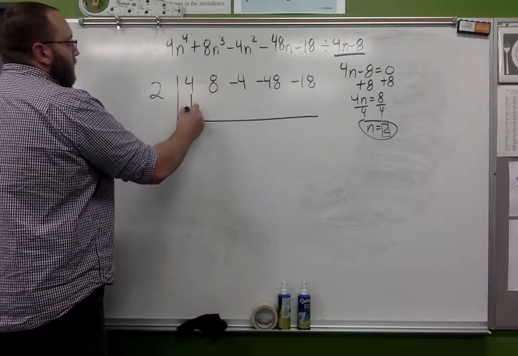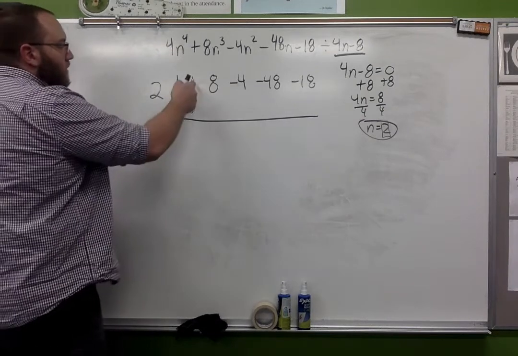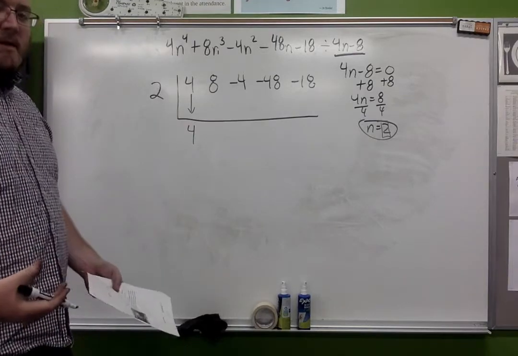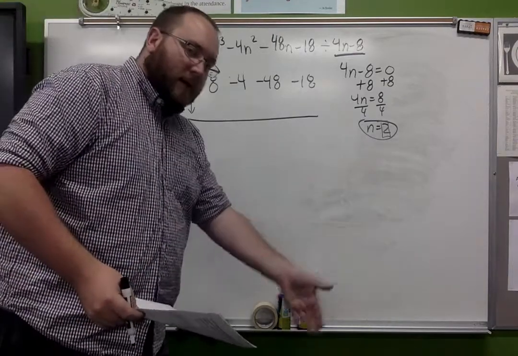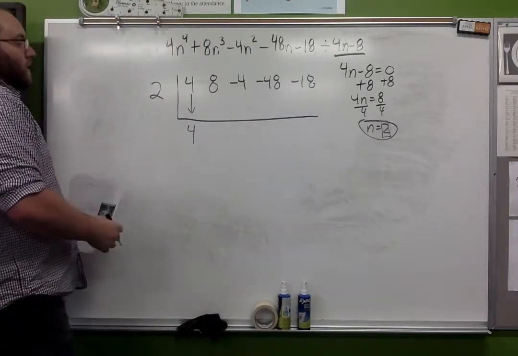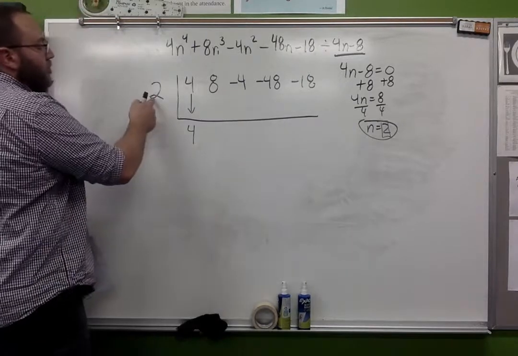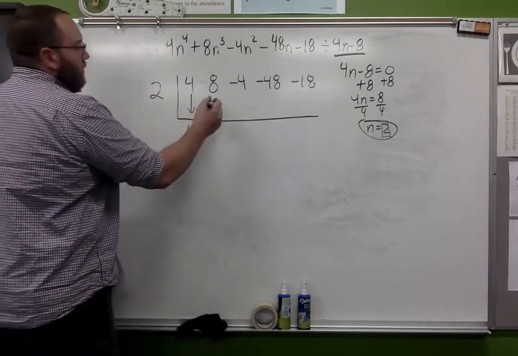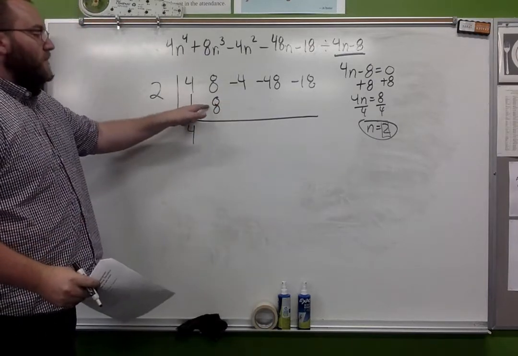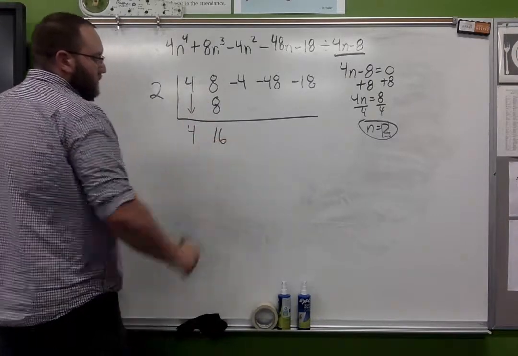We bring down, okay, our leading coefficient here, our first number. So it's a little bit opposite of long division. Remember long division, the last thing we did was bring down. Here, the first thing we're doing is bringing down. Okay? And then right before bringing down, we multiplied. Now we're going to multiply. 2 times 4 is 8. And we're going to perform the sign. So this is a positive 8, so we're going to add. 8 and 8 is 16.